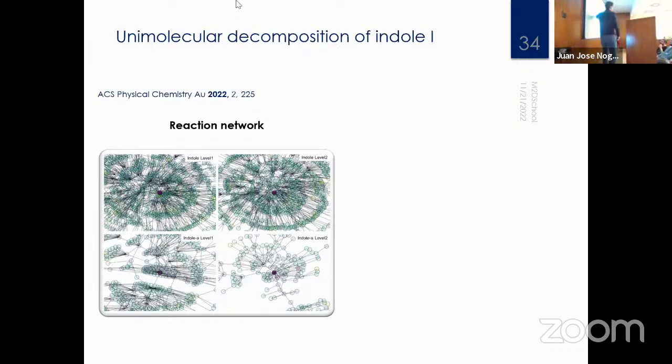And this is two levels of theory. This is a semi-empirical calculation. This is ab initio or DFT, I forgot. And this is the radical. When you remove a hydrogen, you get a radical, and the network is simpler for the radical. There are fewer reactions, but it is still complex.